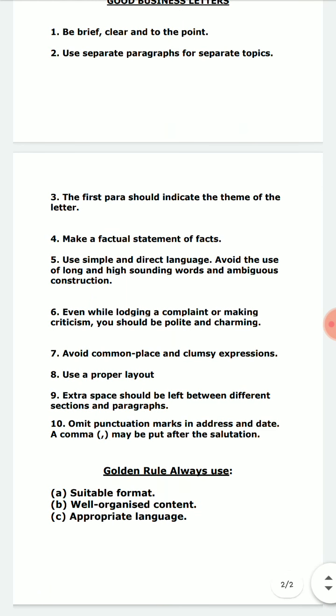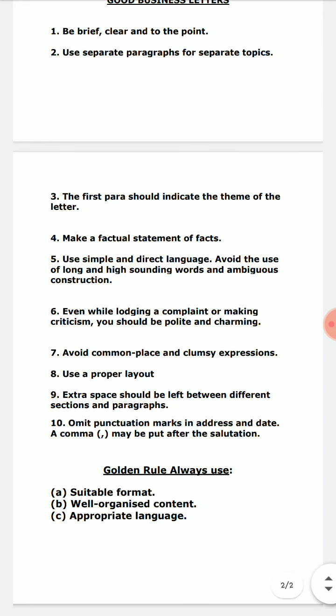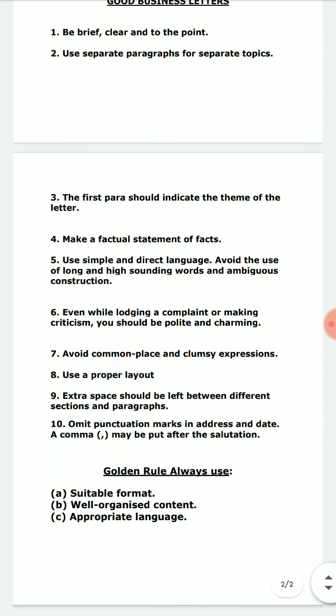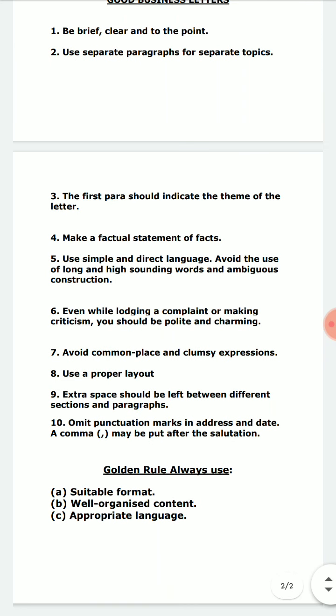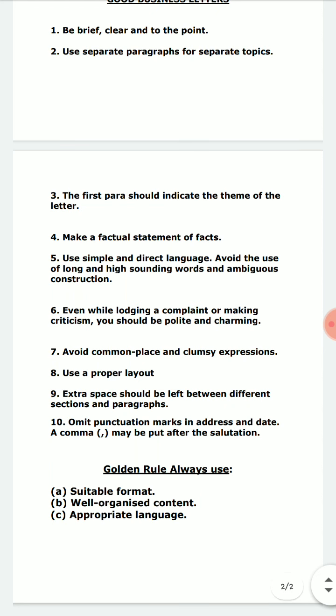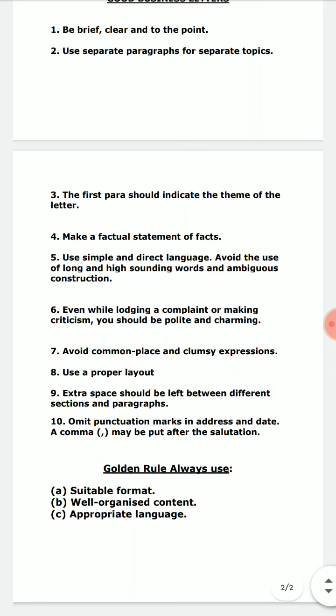Point number 7, avoid commonplace and clumsy expressions. Clumsy expressions should be totally avoided. Number 8, use a proper layout. The structure should be proper, the format should be proper. A proper layout is very necessary. Point number 9, extra space should be left between different sections and paragraphs. Extra space should be left while you are changing from one paragraph to another. There should be a spacing in between. That is what I am trying to say.